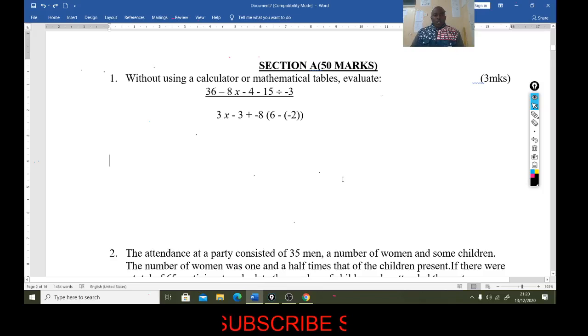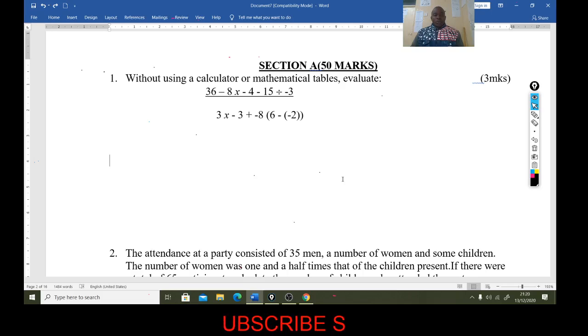Welcome to KCSE Predictor Questions in Mathematics 2020-2021. I'm going to give the predictions in Paper 1 of KCSE 2020-2021.